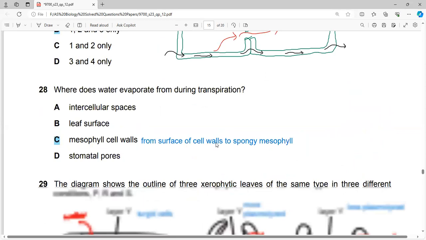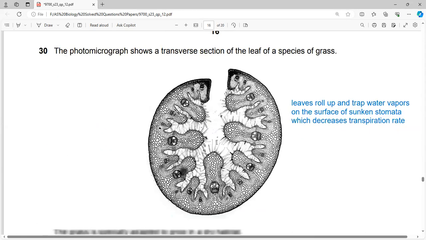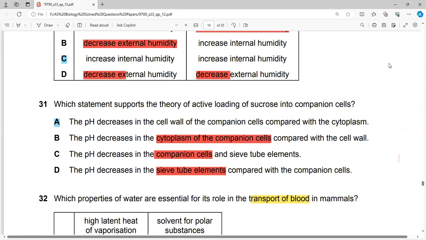So we are going to proceed to the question here. Which statement supports the theory of active loading of sucrose? Active loading, why? Because ATP is involved in this loading process. So that's why it is called active loading. Option A: the pH value decreases in the cell wall of a companion cell as compared with the cytoplasm. So that's our correct option.